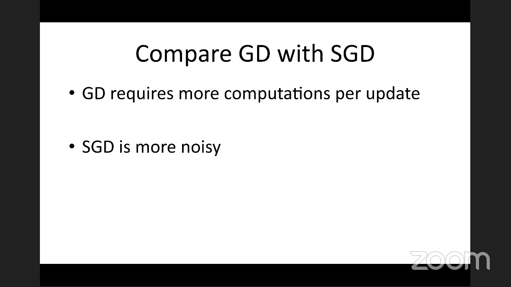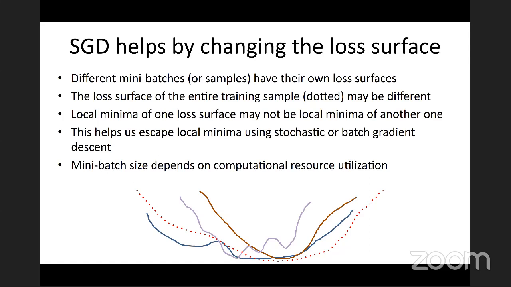SGD is more noisy, but it escapes local minima better. So what SGD is doing, let's say this dotted curve is the loss on all the training data, but your purple curve, the brown curve and the blue curve are loss surfaces for different mini batches.